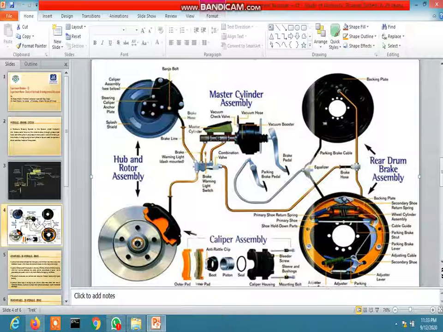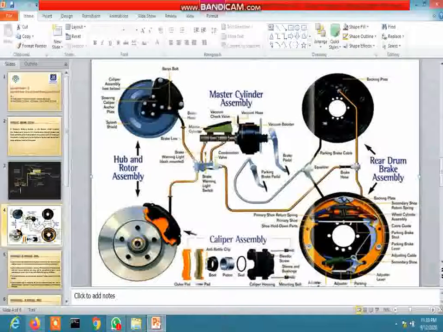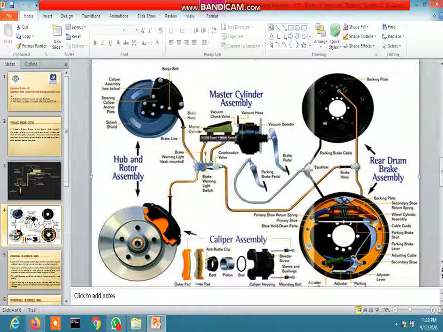So when the piston is pushed, it pushes the pad against the disc rotor, which is attached to the wheel, forcing it to slow down and stop. This is the basic construction of the disc brake.